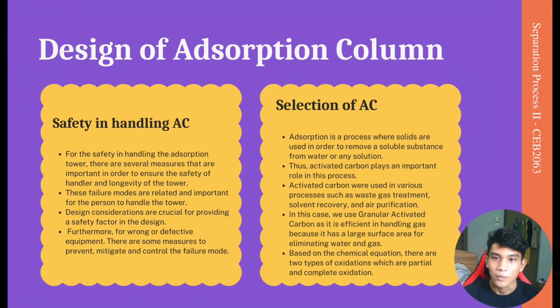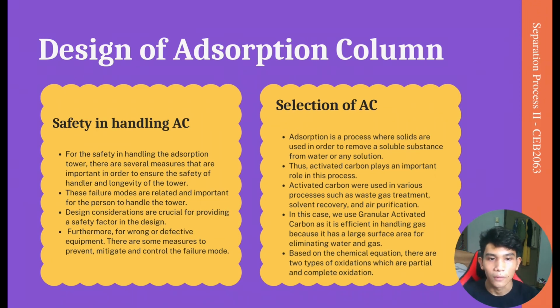Okay, so let's proceed with the design of the adsorption column. The first one is the safety in handling the adsorption column. For the safety in handling the adsorption tower, there are several measures that are important in order to ensure the safety of the handler and the longevity of the tower. These failure modes are located and important for the person handling the tower. Design considerations are crucial for providing a safety factor in design. Furthermore, for wrong or defective equipment, there are some measures to prevent, mitigate, and control the failure mode.